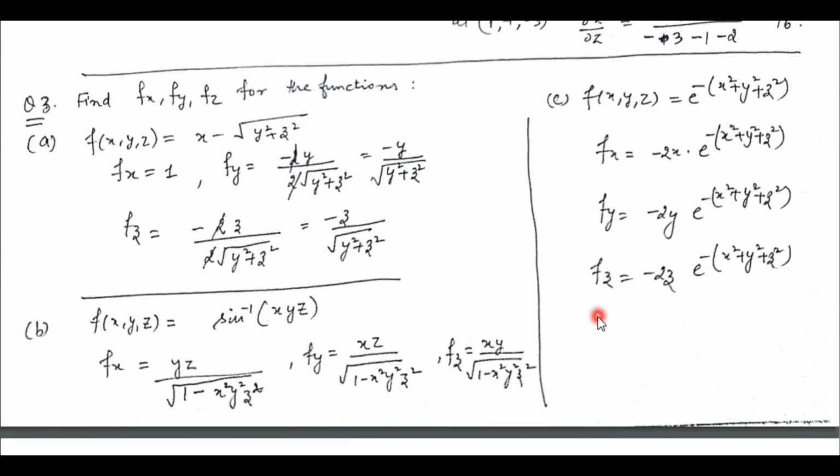In question number 3, we have to find out the first order partial derivatives of the following functions. In this case, when you find out the partial derivative of this function with respect to x, then we have to treat y and z to be constant. So its derivative is 1, its derivative is this one. Same way you can find out the derivative of sine inverse xyz with respect to x, with respect to y and z by treating the other variables to be constant. The same way here.